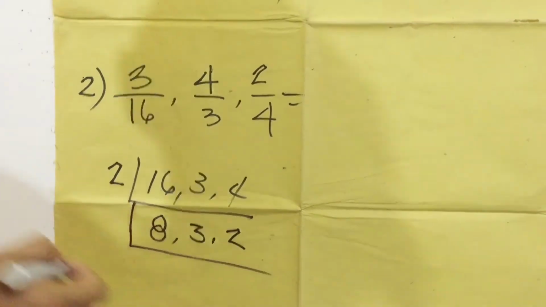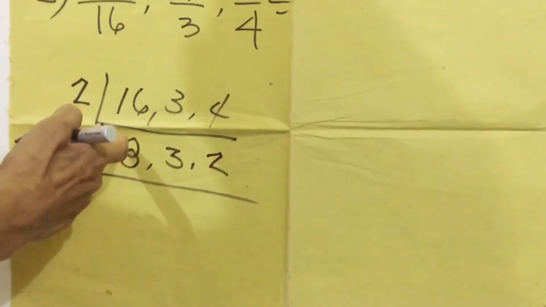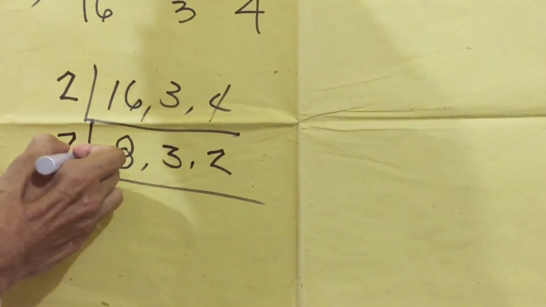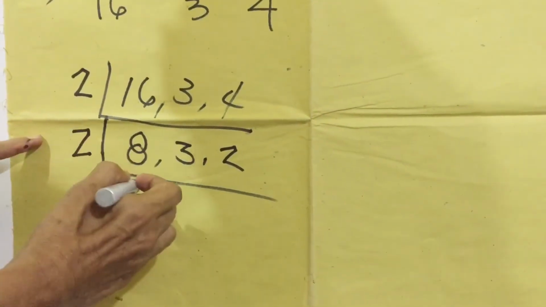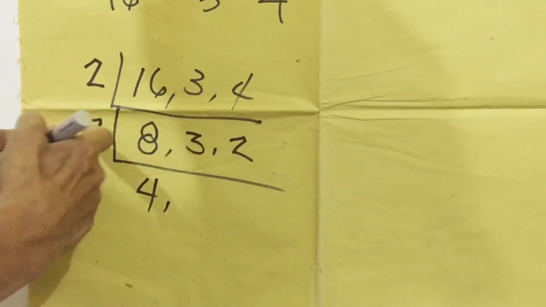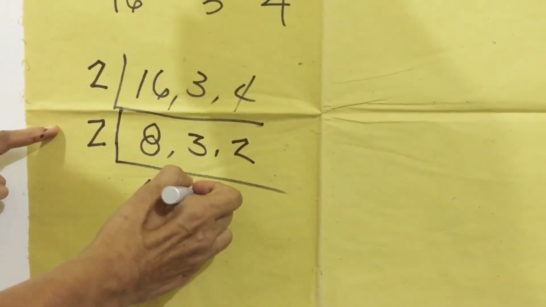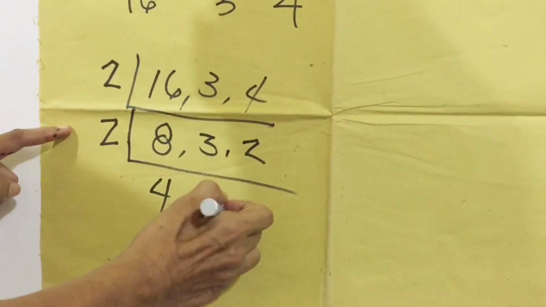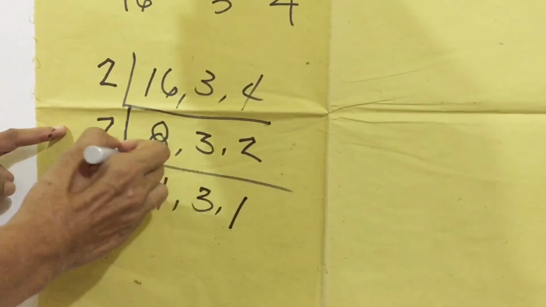Then, find again the prime. The prime na pwede ngayon, lowest ay 2. So, 2 pa rin dito. 8 divided by 2, divide natin, magiging 4. 3, hindi pwede makadivide kasi may remainder. So, just bring down. And 2 divided by 2 equals 1.